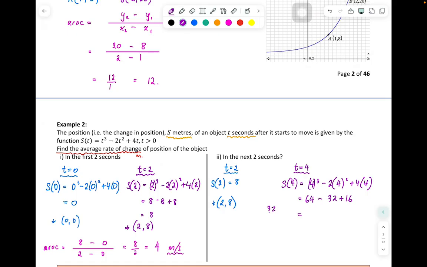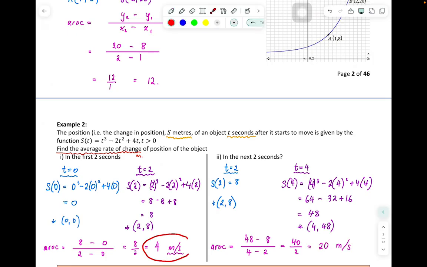32 plus 16, 48. Now that we have our 2 timestamps and their associated s values, or essentially our coordinates, we can set up our calculation. y2 is 48, y1 is 8, x2 is 4, x1 is 2. So now we are changing at a rate of 40 meters per second.